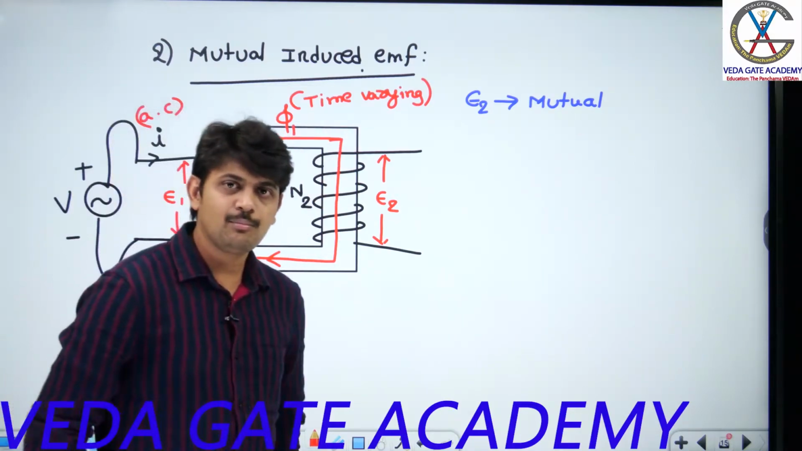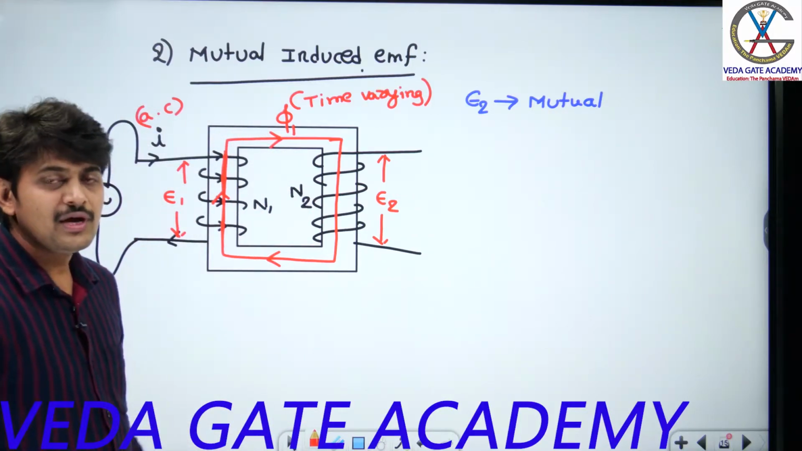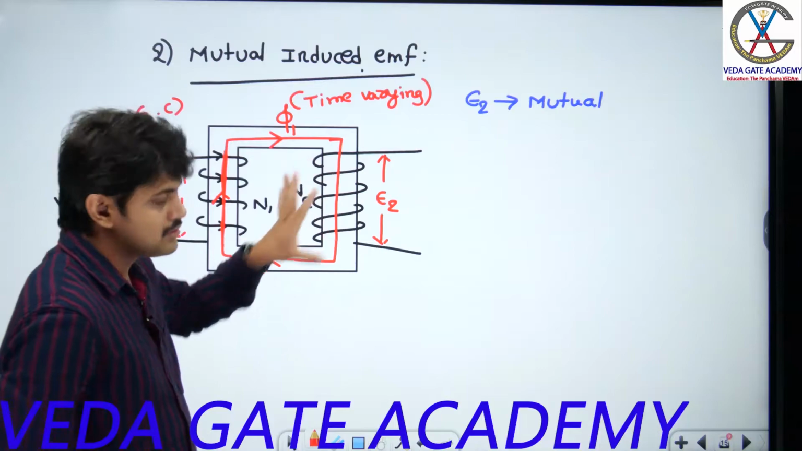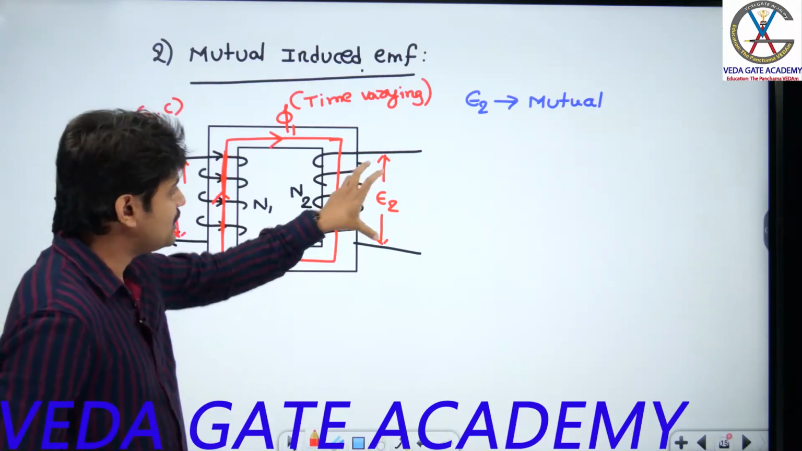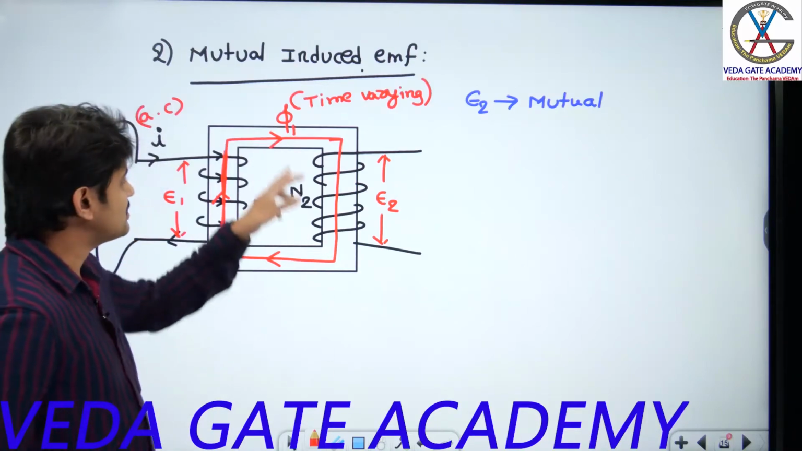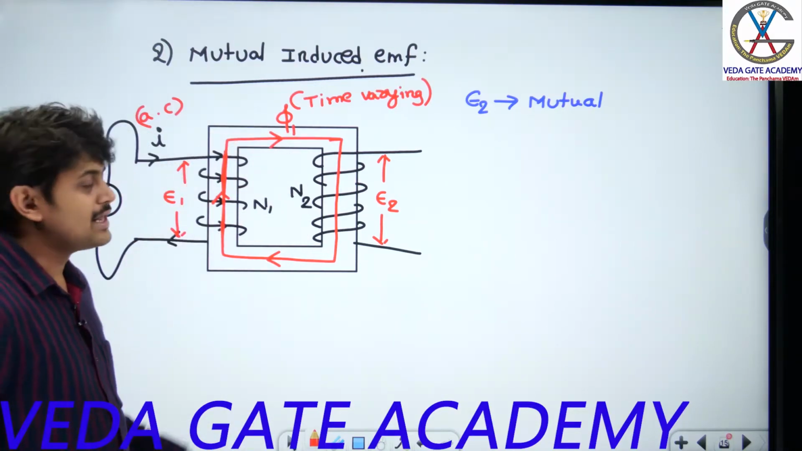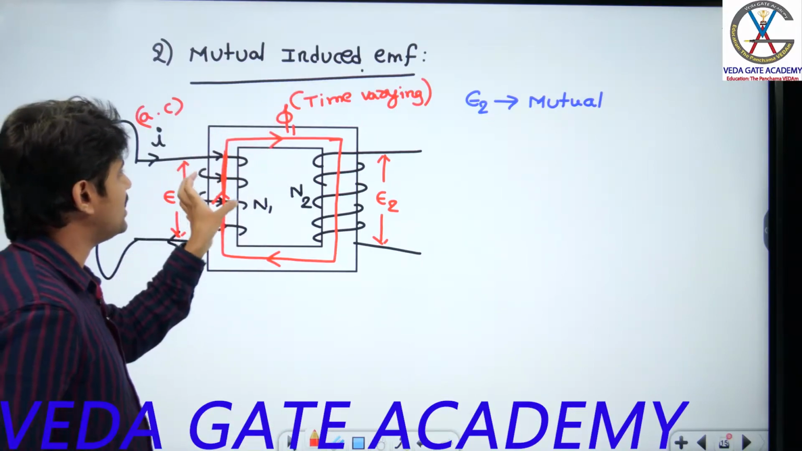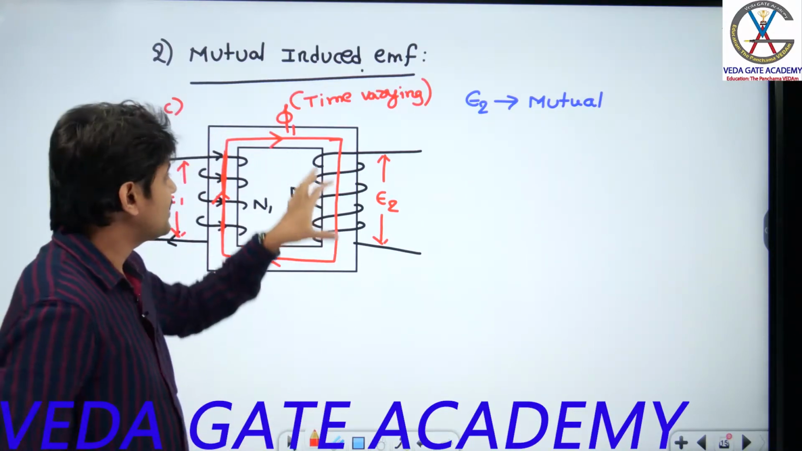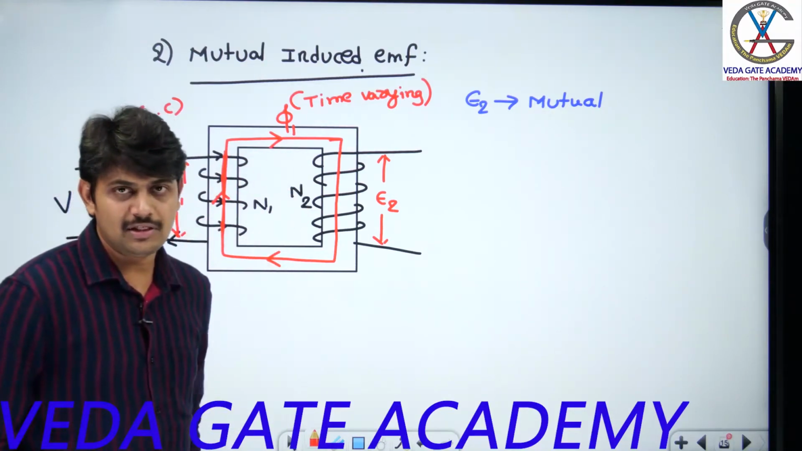Now let me come back. What is the definition of mutual induced EMF? It is the EMF induced across a coil because of the change in flux linkages which are created by the current flowing through a different coil or the same coil, where both are magnetically coupled with each other.